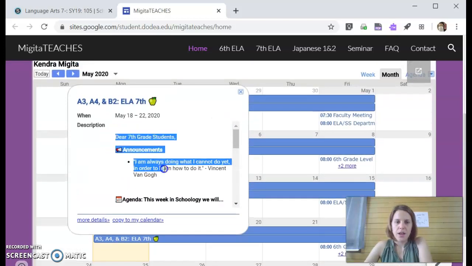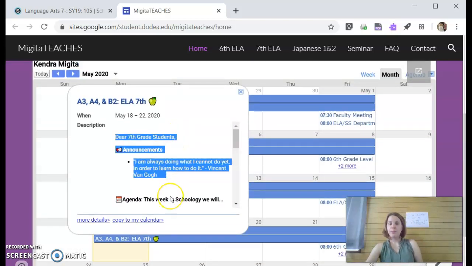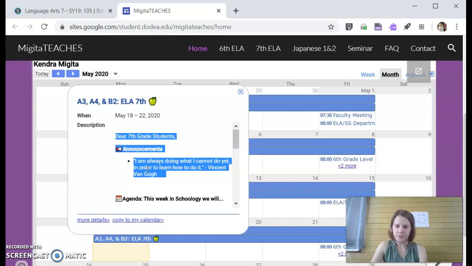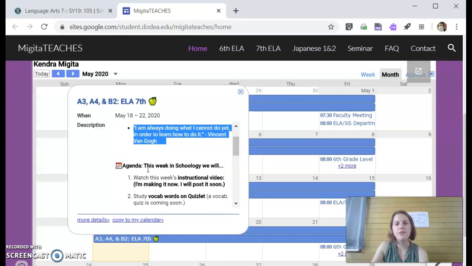Okay, so announcements. I thought this quote was pretty poignant for the times. "I'm always doing what I cannot do yet in order to know how to do it." So it's kind of like when you play a video game, you just jump in and learn the rules as you're going along. We're doing that with this online school. We're learning it as we're going along and getting better as we go along, just like in a video game.